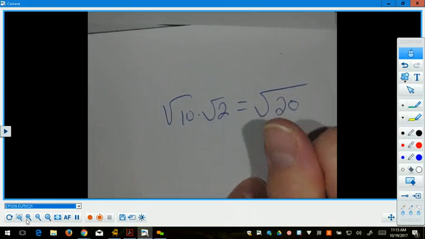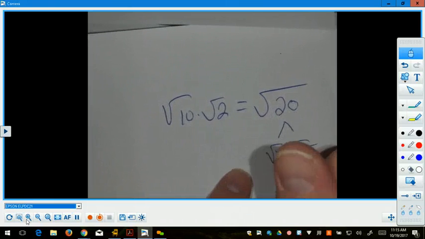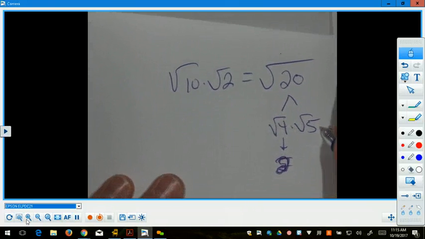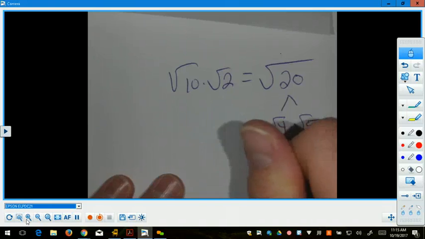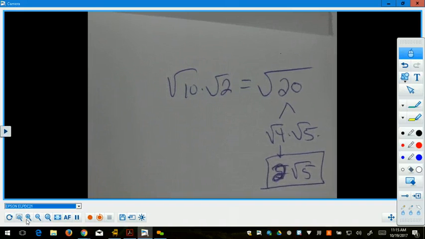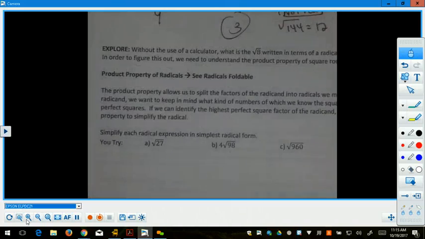The square root of 4 is 2, sorry. And I can't break down the square root of 5. No perfect square goes into it, so I leave it as the square root of 5. Isn't 5 a perfect square? 5 is not a perfect square. Look at your list of perfect squares: 1, 4, 9, 16. Like 5 times 5? Nope. That would be 25.